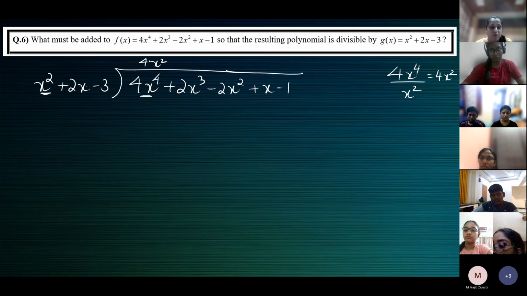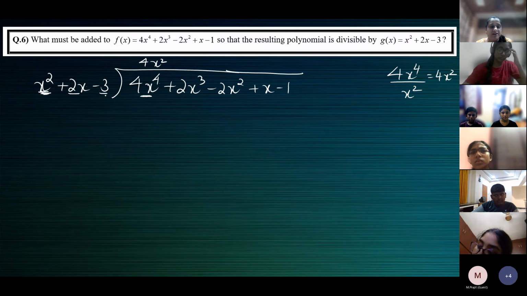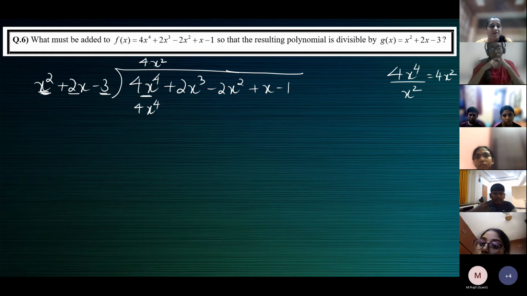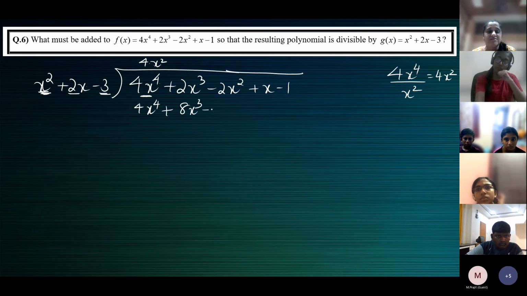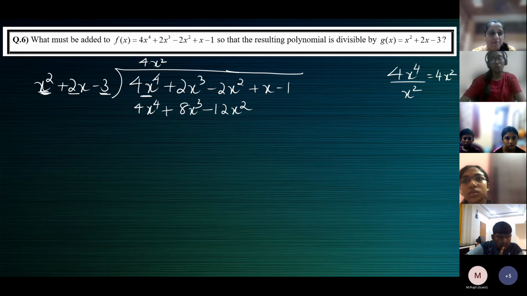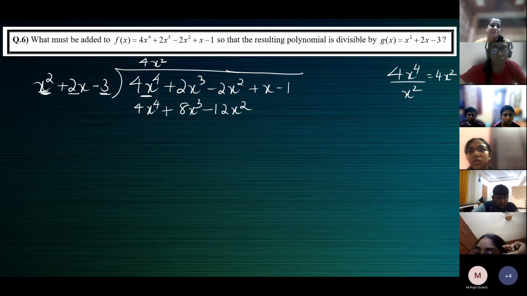Now multiply 4x square with every term of the divisor. So 4x square into x square, 4x to the power 4. 4x square into 2x, 8x cubed. 4x square into minus 3, minus 12x square. Multiply 4x square with x square, with plus 2x, with minus 3, and write the result here.